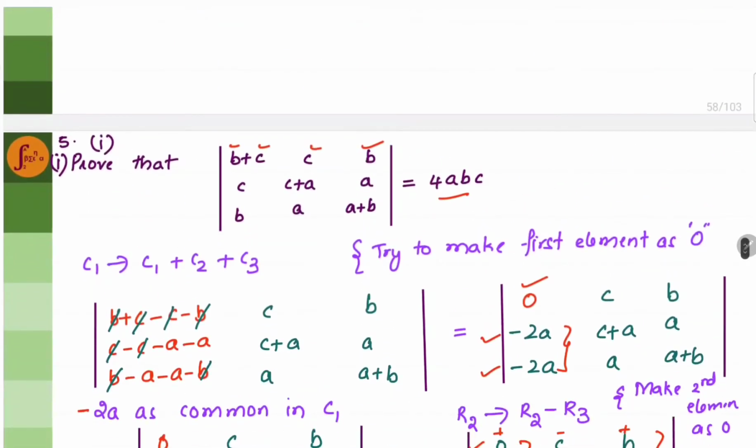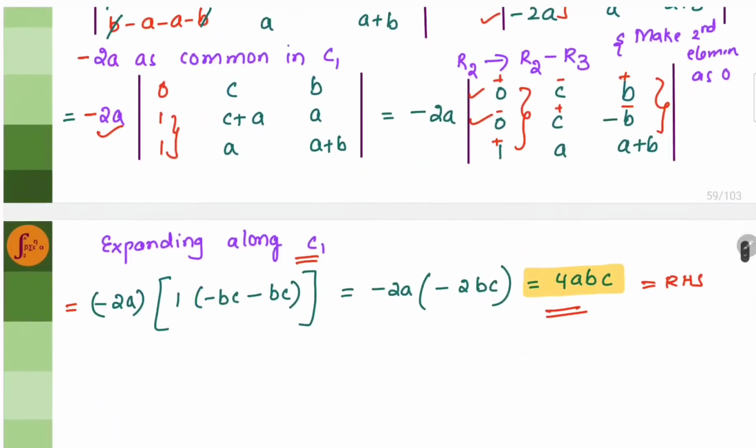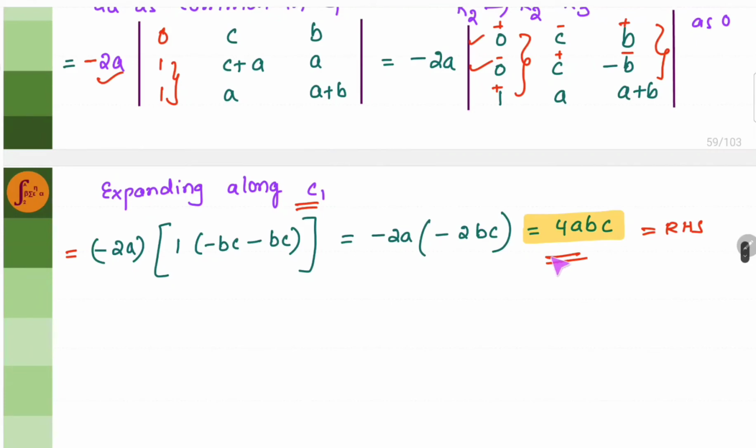Basically you start with LHS. LHS is this portion. LHS is equal to this. Then you keep on doing the row operations and you'll get the determinant value. This should be equal to RHS.